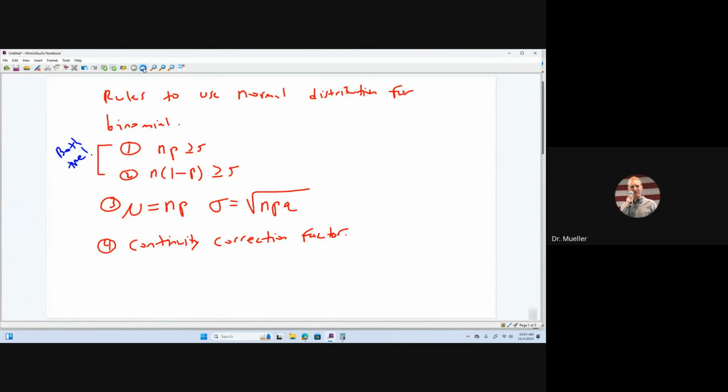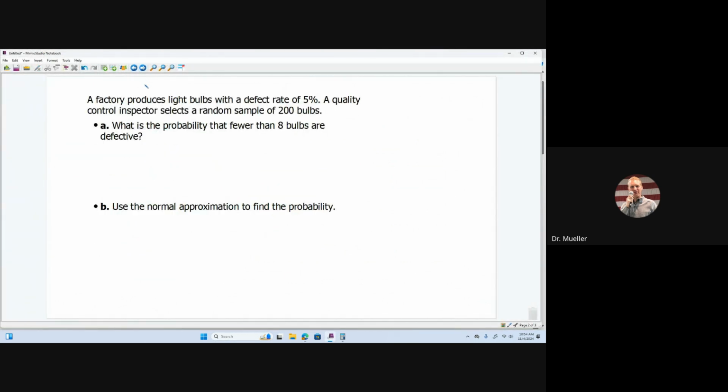So let's take a look at a problem here. It says a factory produces light bulbs with a defect rate of 5%. So n is going to be 200, and p is going to be 0.05. So let's go ahead here. What is the probability that fewer than 8 bulbs are defective? So we want x less than 8. And by the way, that's the same thing as the probability that x is less than or equal to 7, right? Because remember that this is discrete.